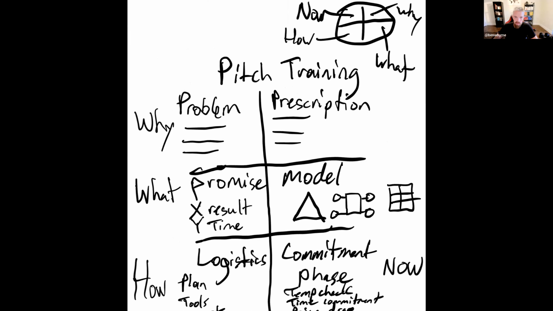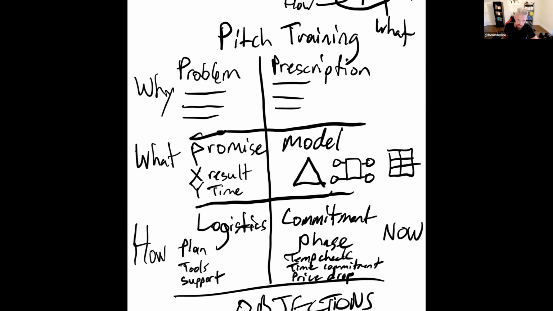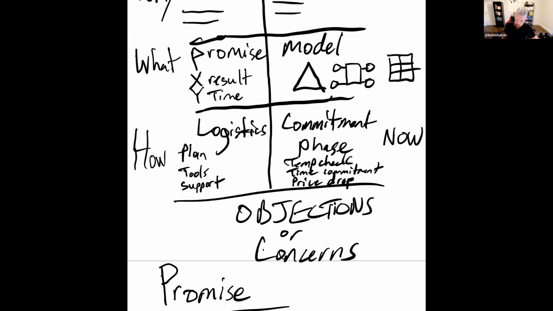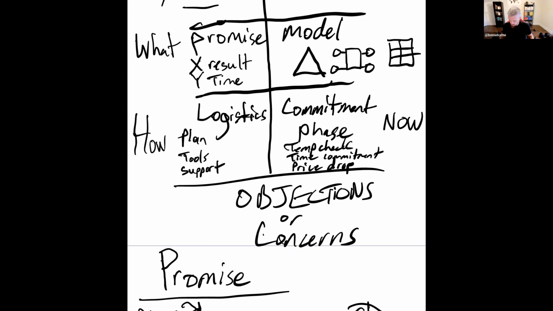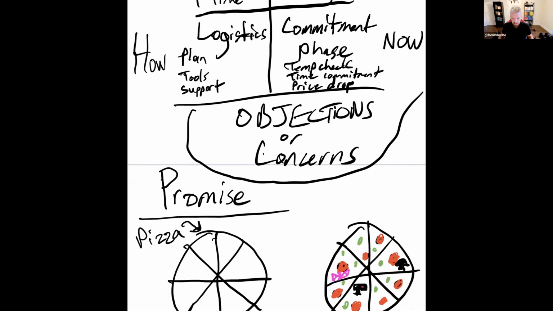Okay, so assuming you did your job of figuring out all their problems, then you have the prescription for said problems. The promise is important. The model is important. You don't have to use a model, but models are really cool. I'm going to show you some awesome stuff that we can do with models to actually do most of the selling for you without explaining a lot of crazy stuff. So I love models. Models are like my jam. We'll talk about objections or concerns around here, but first let's go into the promise.